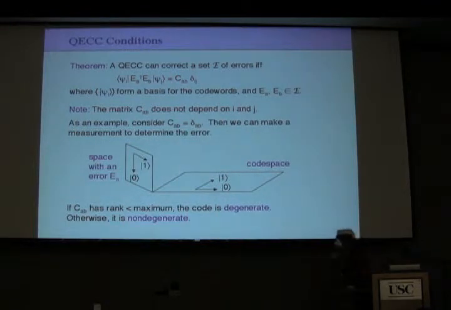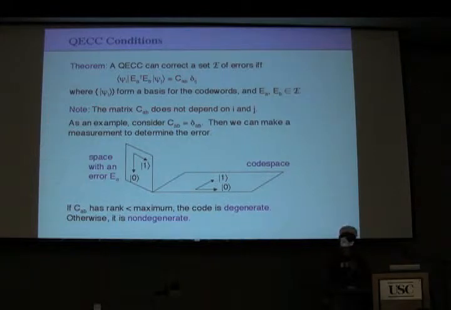Another thing that's worth noting is that CAB does not have to be equal to delta AB. And this is another source of a big difference from classical coding theory. In particular, you get cases where CAB does not have maximum rank. And what does that mean? That means that there are different errors that have linearly dependent actions on the encoded states. So for instance, there are two errors that do the same thing to the encoded state. Classically, this doesn't happen. But quantum mechanically, it does.